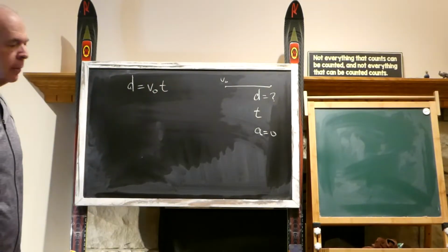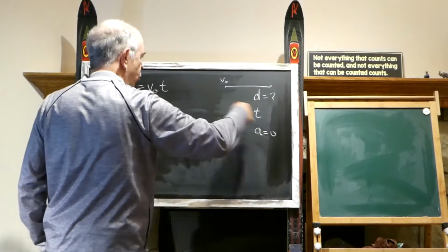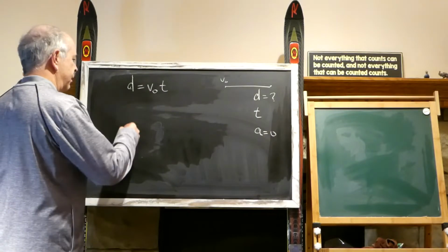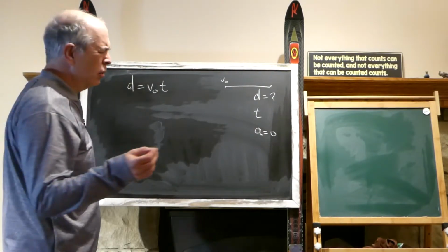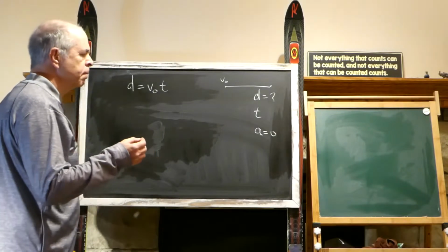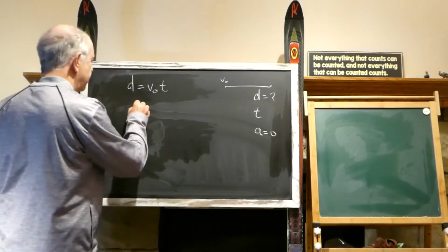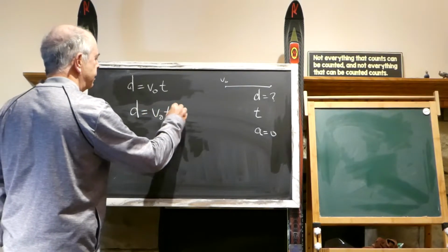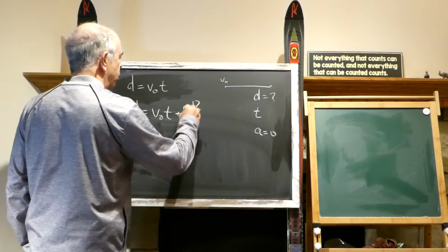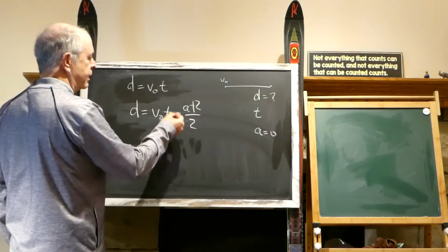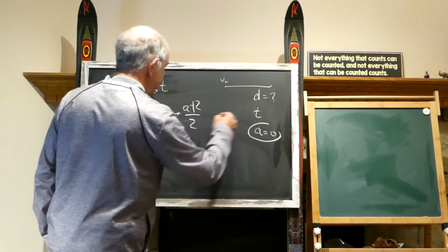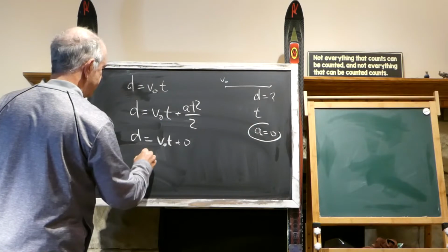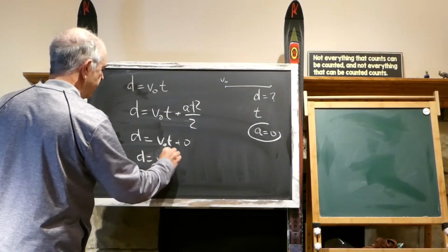What can be more simple? Constant speed, no acceleration. But they want us to get the same result using the formula for acceleration, which would be d equals v0t plus at squared over 2. So what's correct? But a equals 0, so d equals v0t plus 0, so d equals v0t.